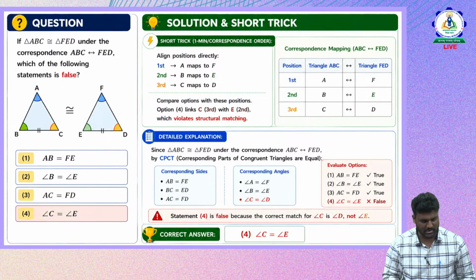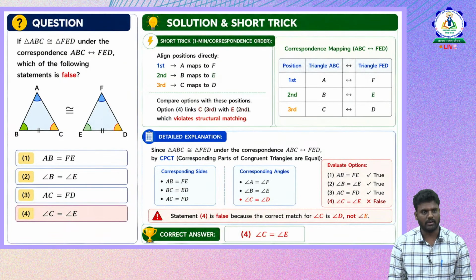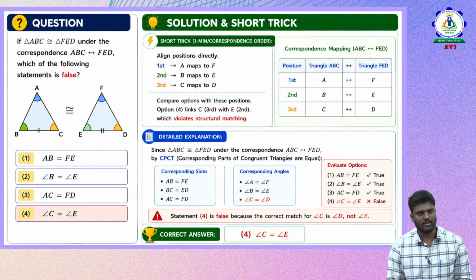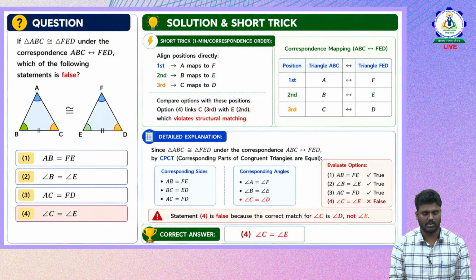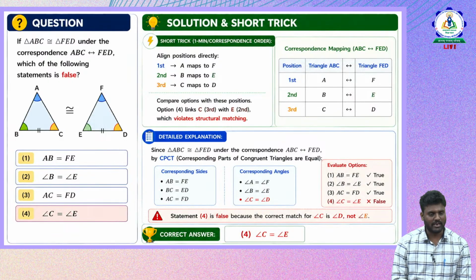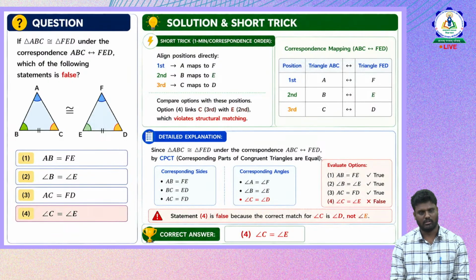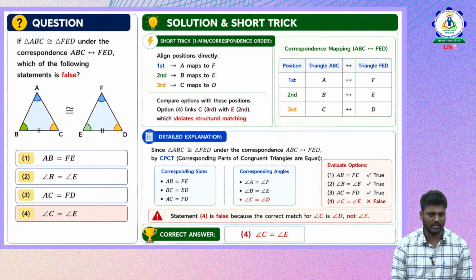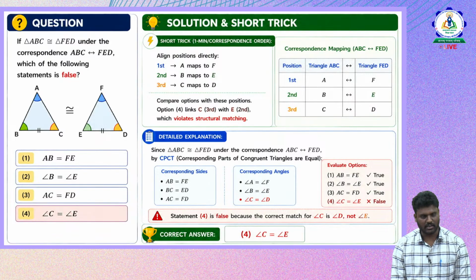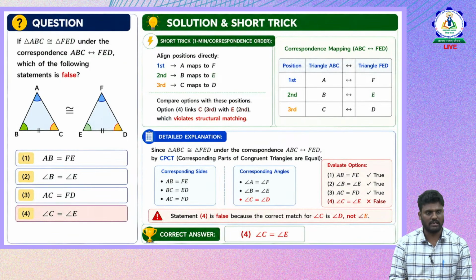Now another question is like this: if triangle ABC is congruent to triangle FED, under the correspondence of ABC to FED, which of the following statements is false? So remember the concept of congruence of triangles. There are two triangles given here. Triangle ABC corresponds to another triangle, FED. There are some statements given in the options, and we need to check whether each option is correct or not, and find which is the false statement.